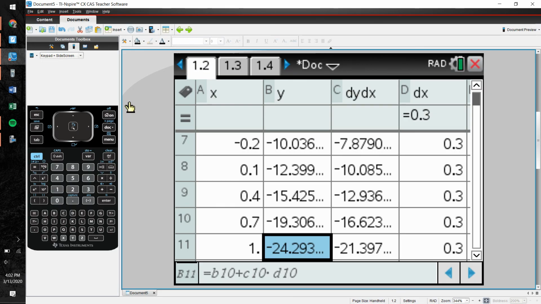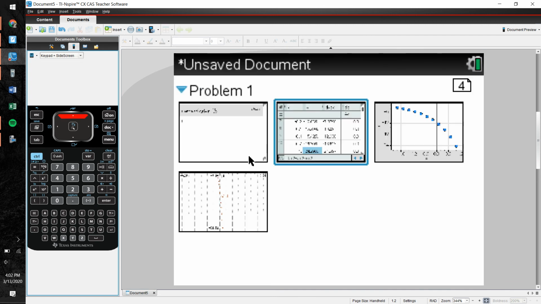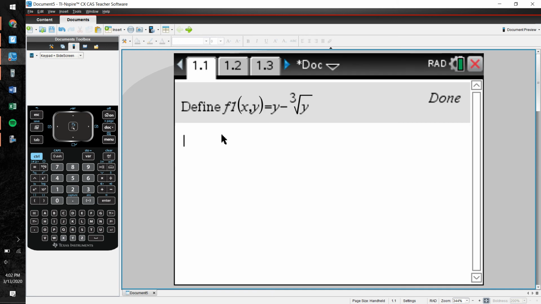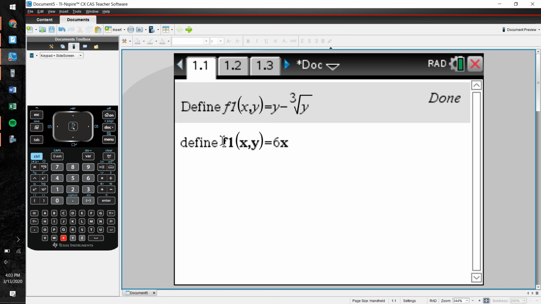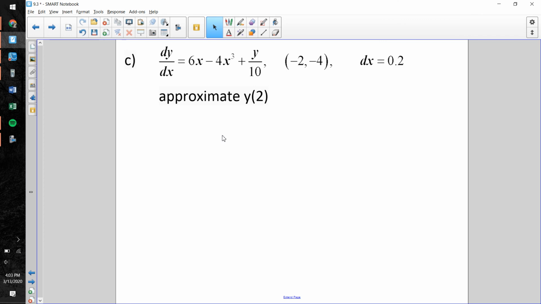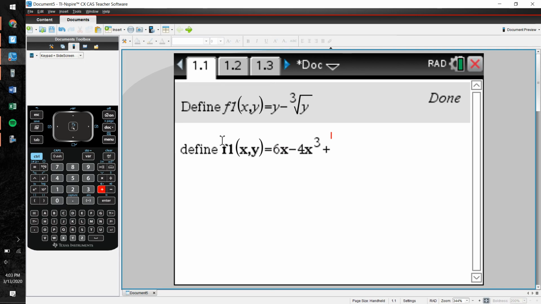And the first thing I'm going to do, guys, remember that if you hit Control up, that shows you all of the pages that you have open right now. We're going to go back to the calculator page, and I'm going to redefine the same function that I named before. So we're going to define f1 of x comma y to equal, and in this case, our derivative is 6x minus 4x cubed plus y over 10. 6x minus 4x cubed, gotcha, plus y over 10.